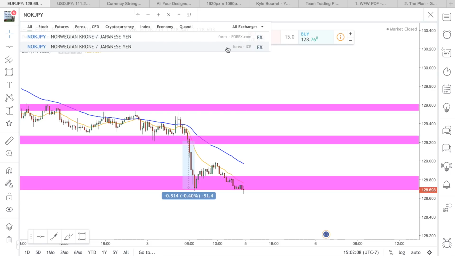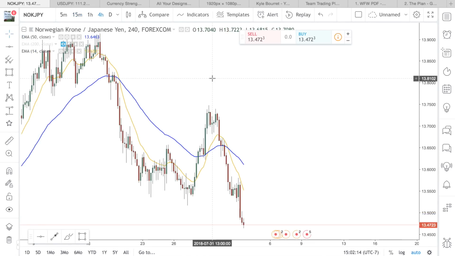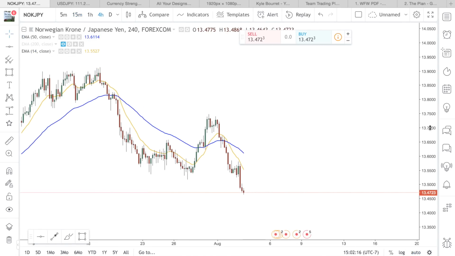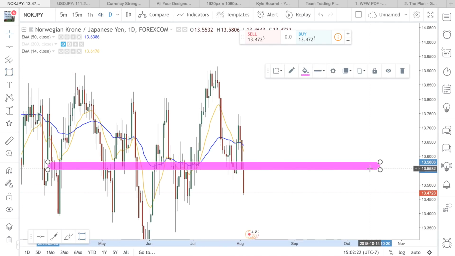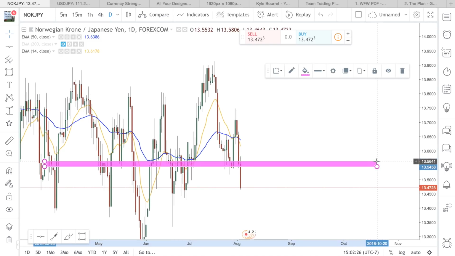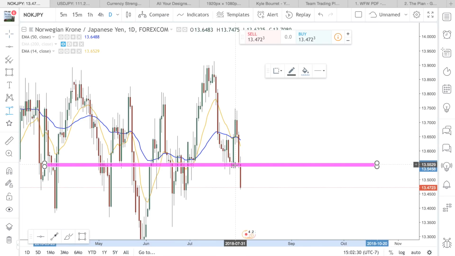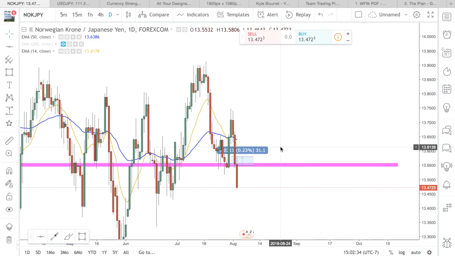Look, they don't even have a wand though. What am I looking at? I don't even want to look at this. But the higher time frames don't lie. So look at this daily. Look how the daily closed. Forget the nasty liquidity wick. That's a big liquidity wick.